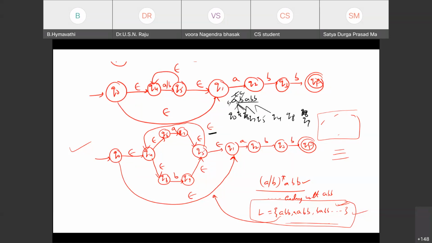Then next I need to consider A. Q9 on epsilon, Q5. Q5 on epsilon, Q1. So from Q1 on A, Q2, Q2 on B, Q3, Q3 on B, QF. The string is accepted.